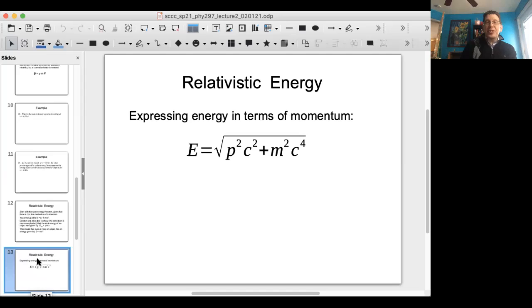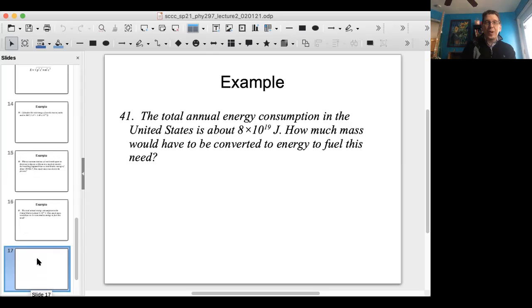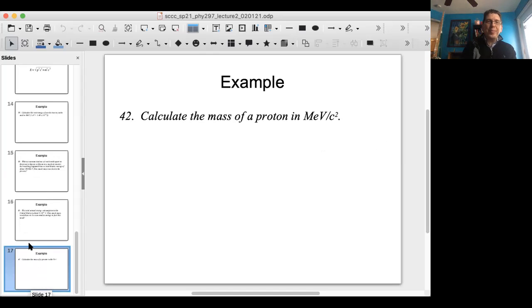And you can express total energy in terms of the momentum, the relativistic momentum of an object. So E is equal to the square root of p squared c squared plus m squared c to the fourth. And so that's something that can be fairly easily derived. And so that's chapter 36 on special relativity.